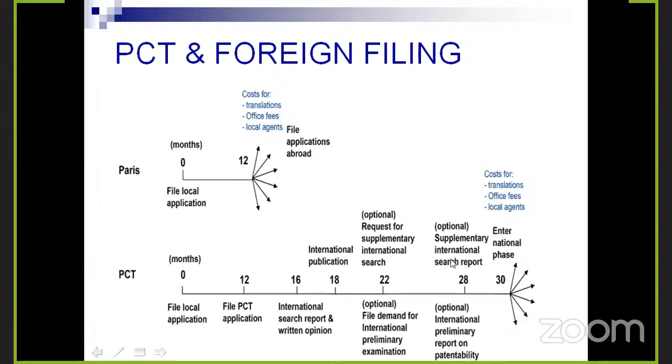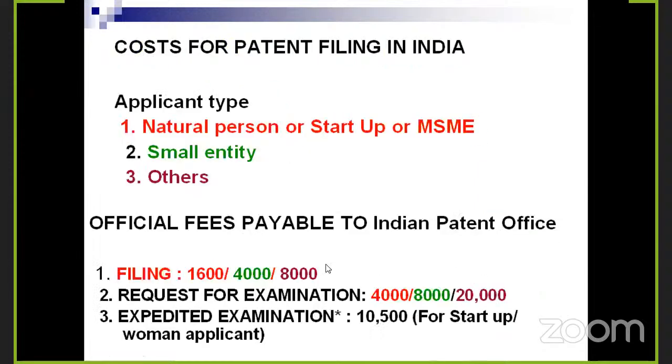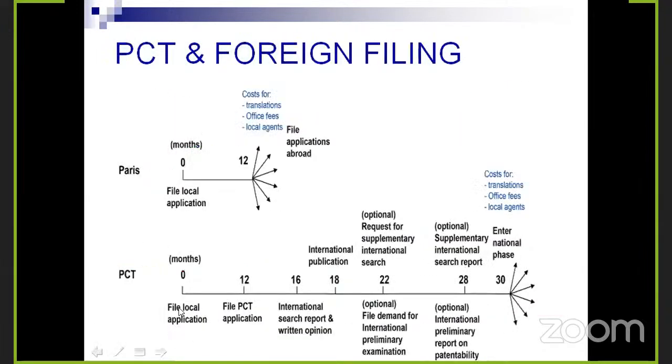And before the expiration of these 30 months, one has to file in the country of interest. So basically, your timeline moves from 12 months to 30 months. You get an additional 18 months of time to decide which country you want to file in. Now, this PCT application has certain fees associated with it, so one needs to bear those fees.